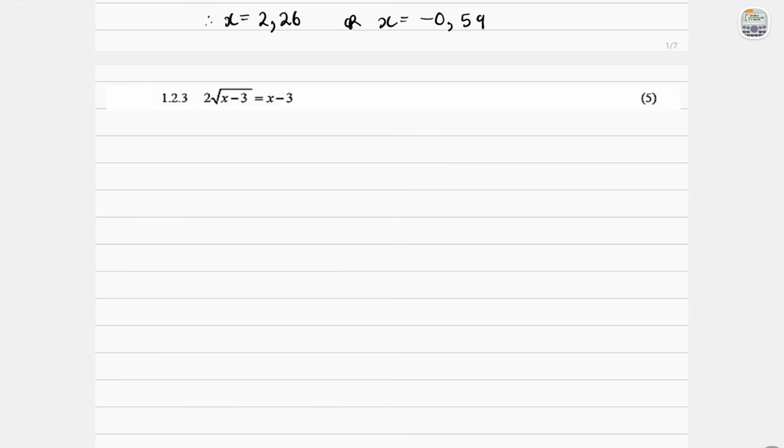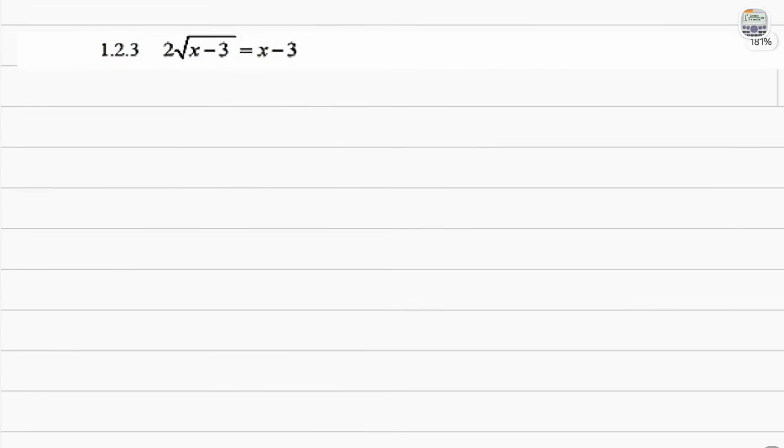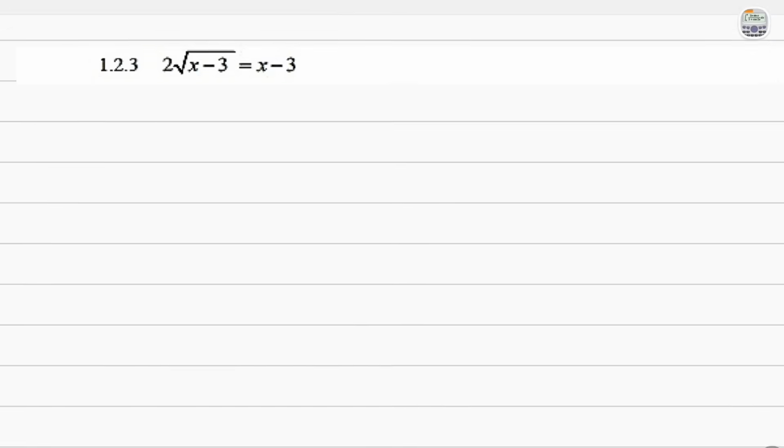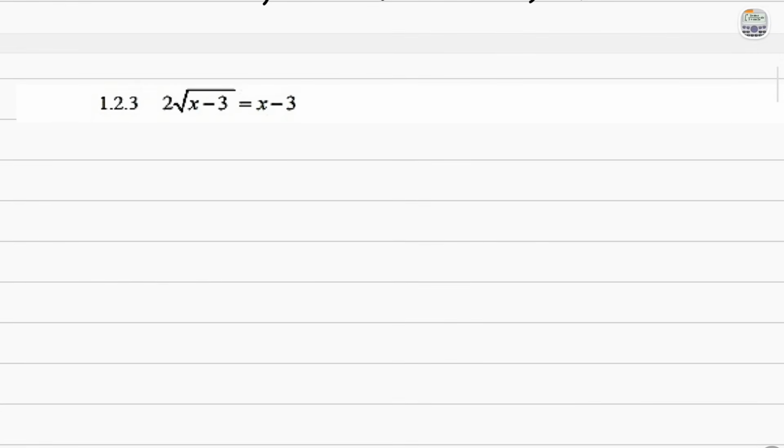Question 1.2.3, we have an equation with a surd. Remember, this is for 5 marks, and regardless of whether it's for 5 marks or not, you still have to check whether your solutions that you get at the end are valid or not. Okay, so this is what we have, and the first step with equations with surds is to isolate the surd, but you can see that the surd has been isolated already.